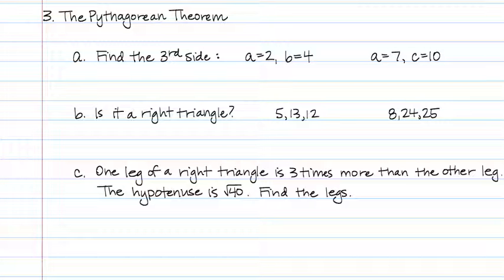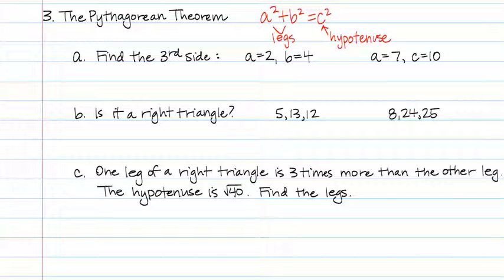Okay, here we go with section 3. Section 3 is Pythagorean theorem, which remember is just a squared plus b squared equals c squared. A and b are your two legs. C has to be the hypotenuse, which remember is across from your right angle in the triangle. I'm going to jump down to letter C, which is where you're setting up your own equation to solve for the legs of the triangle.